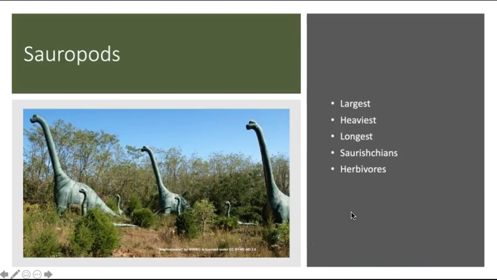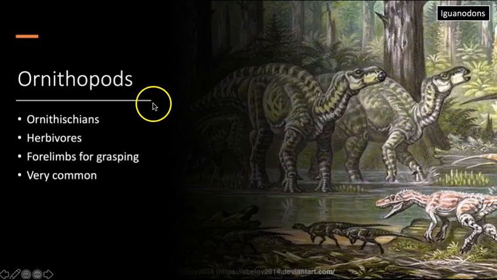Sauropods represent the largest, heaviest, and longest creatures to ever walk the earth. These plant-eating Saurischians probably needed to constantly graze in order to power their immense bodies. Ornithopods were ornithischians, herbivores that used their forelimbs for grasping their food. They adapted to a wide variety of ecosystems. Consequently, their fossils can be found all over the world.